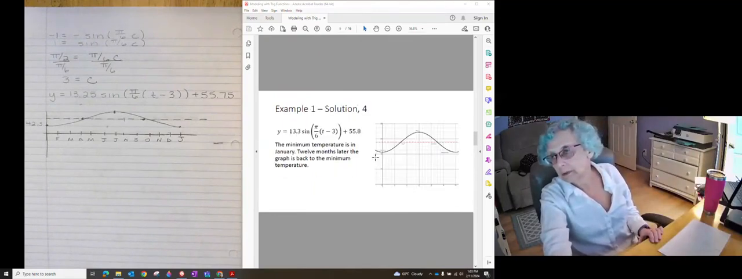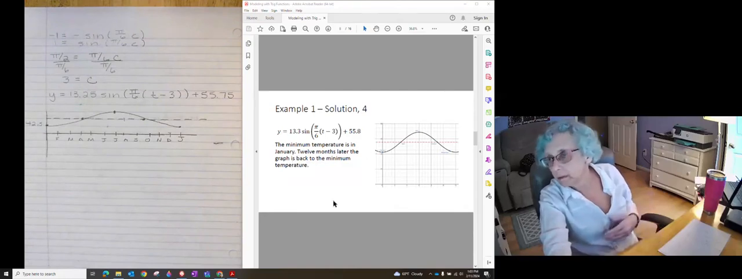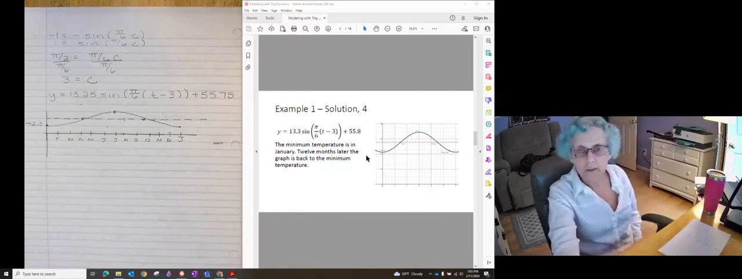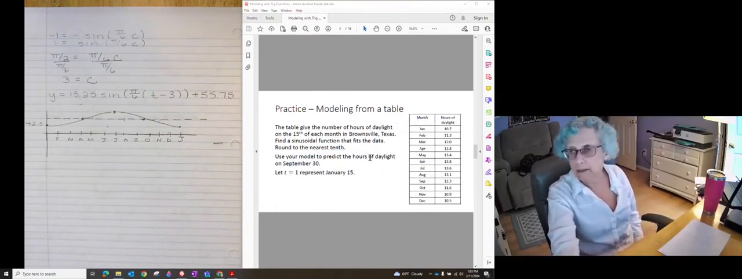Oops, there's the pretty picture. So minimum is in January, 12 months later, it's back to the minimum. And I did it with 1 decimal place there. And that's the pretty graph that I got off Desmos.